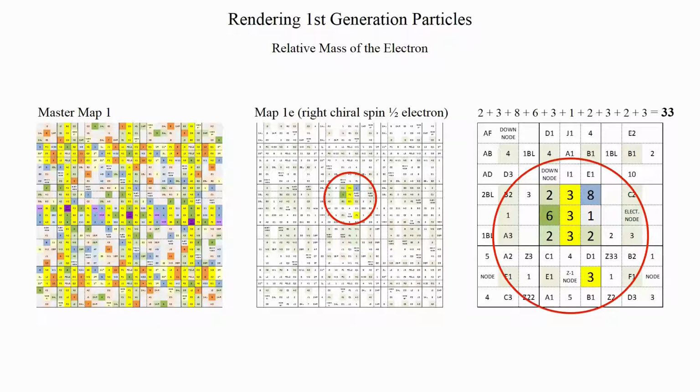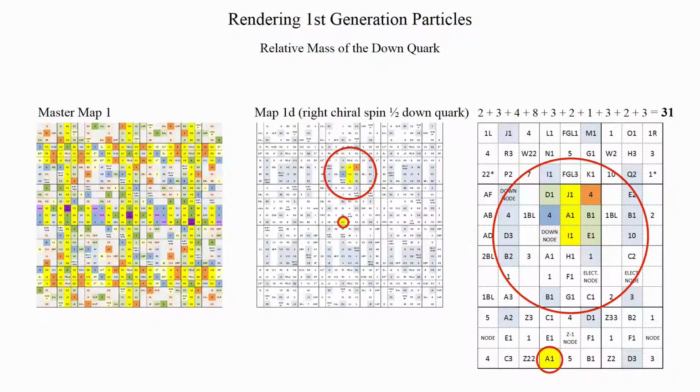In similar fashion, the relative mass of the down quark is rendered by utilizing the right chiral down quark component and associated A1 knot. And again, each color represents a weight such that 2, 3, 4, 8, 3, 2, 1, 3, 2, and 3 add up to 31, the relative mass of the down quark.